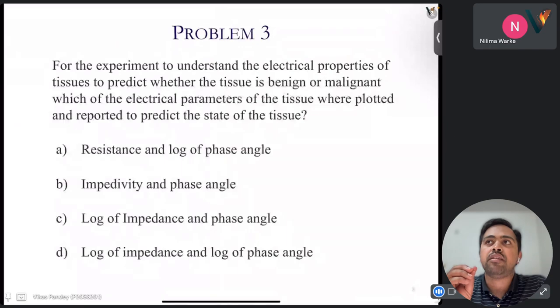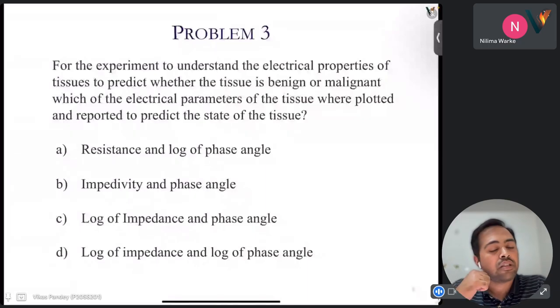Benign is something that if you take it out, it is gone, right? But malignant is something that will spread. If it is at the beginning, it has not yet spread, you can isolate it. Otherwise you will have to find out till what place it has spread. Okay, so how were we able to differentiate? By seeing the electrical properties of this.